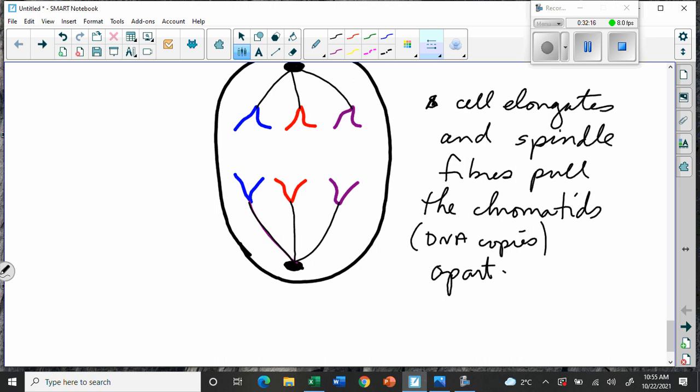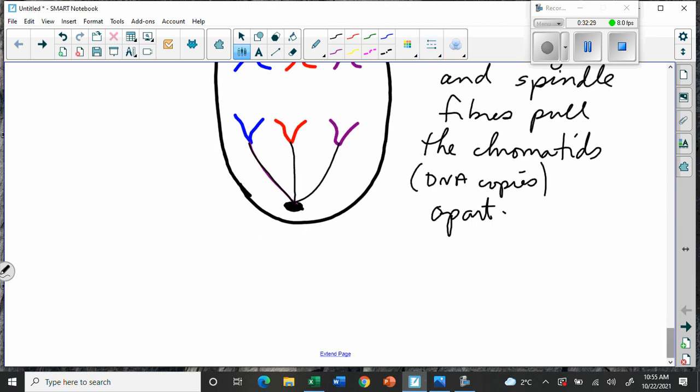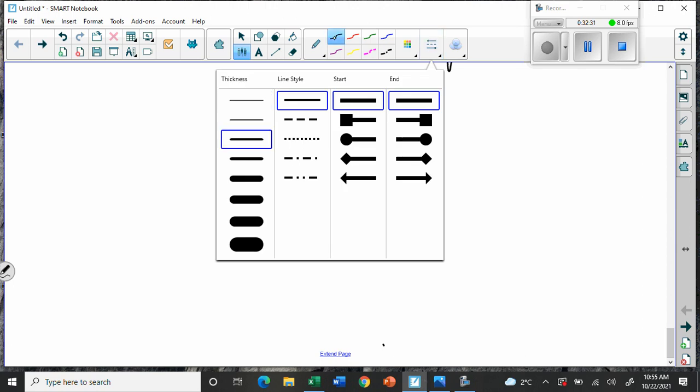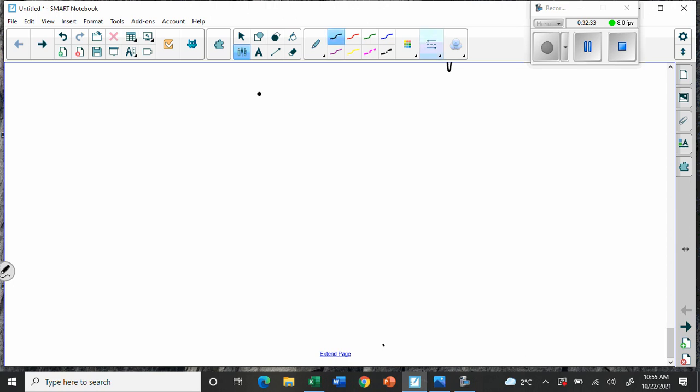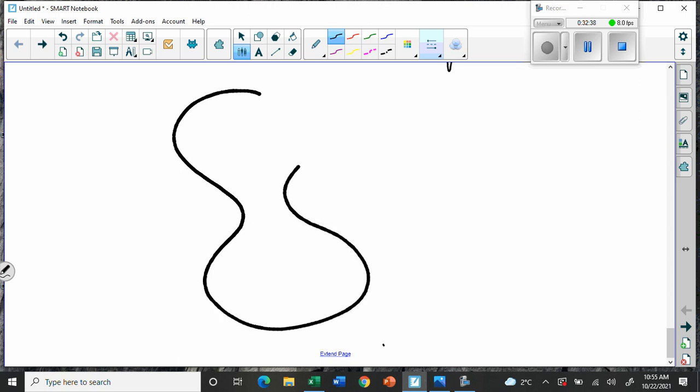And then we have one more stage, telophase. And in telophase, you can kind of guess what's happening here, right? We've separated the copies of the genes, now we just have to separate the rest of the cell. So in telophase, we see this beginning to happen. The cell starts to pinch in on itself, the elongated cell. And the nuclear membrane starts to come back, starts to form around both.